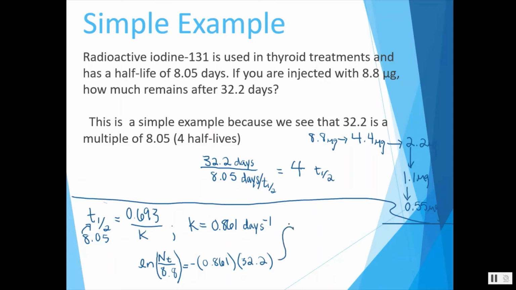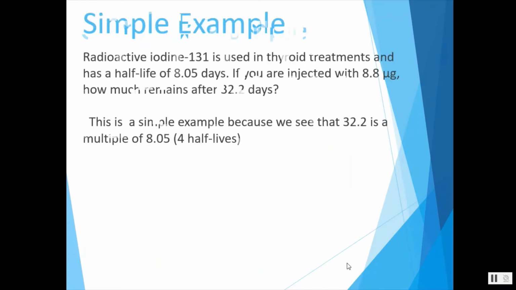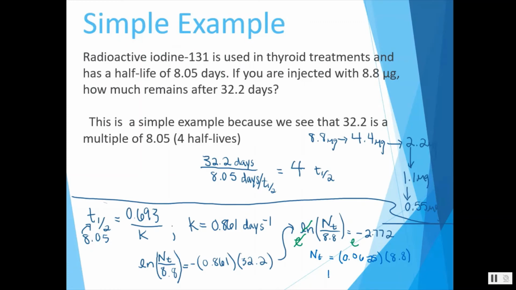So if we go up here, then that will cancel this natural log, and then I'll multiply 8.8 by e to the minus 2.772, and that gives me an N of t that's equal to 0.55 micrograms again.